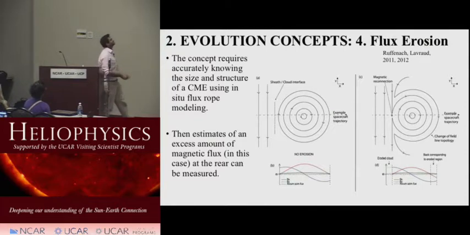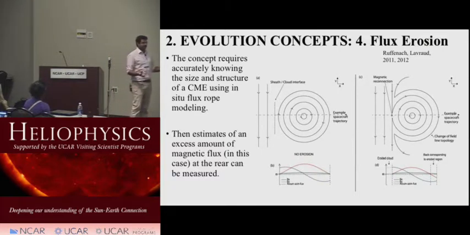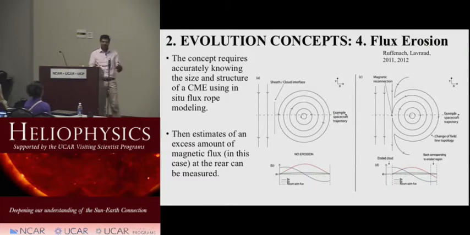But what's effectively happening here is that somewhere in the heliosphere, the amount of flux of the CME is going to change. You're either going to get more pileup and it's going to somehow wrap around, perhaps, or perhaps it's going to get eroded by reconnecting with the background solar wind. All you do know is that generally CMEs do interact with the solar wind.